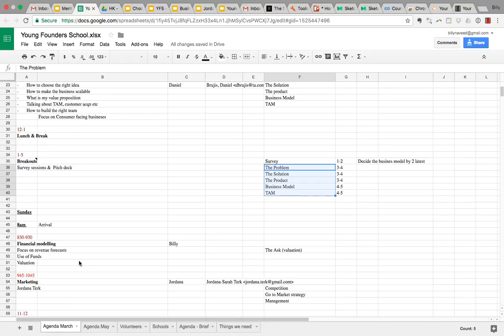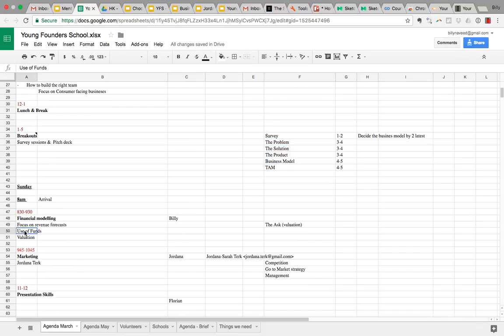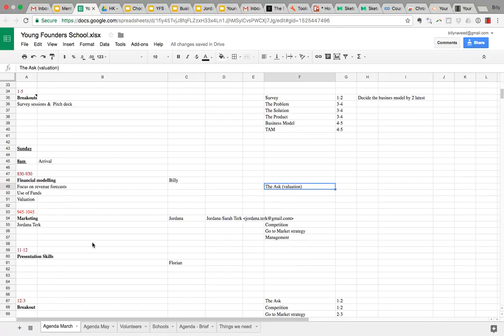In terms of the next day, it's a very similar process. They arrive at 8 o'clock, 8:30. We see the first lecture on financial modeling with the subject here, and that will get them to produce one slide, which is called the ask. And we'll go through all this in a second. And then we have marketing. This is really focused on the competition, go-to-market strategy and their management slide.